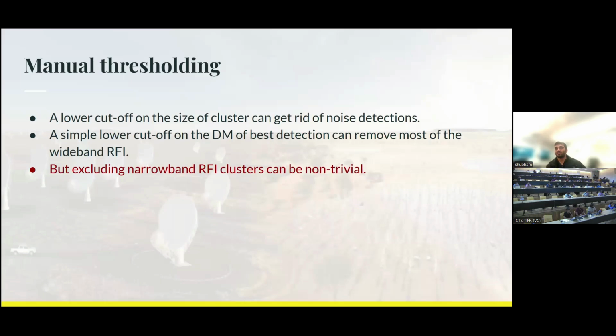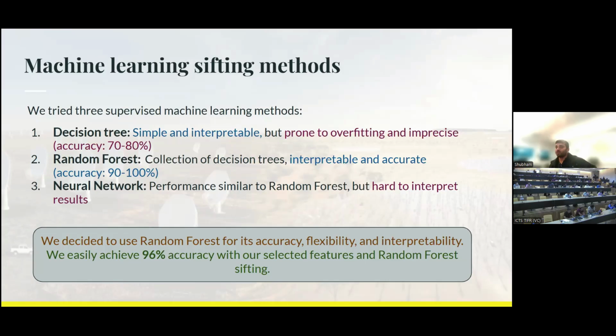So once the features are selected, we can do manual thresholding on these features. For example, if you put a lower limit on the size of the cluster, you will get rid of most of the random noise detections. And if you put a lower limit on the base DM of the cluster, you will get rid of most of the wideband RFI clusters. However, getting rid of the narrowband RFI can be slightly non-trivial. So for this, we need a more complete and automated way. So for this, we try supervised machine learning methods.